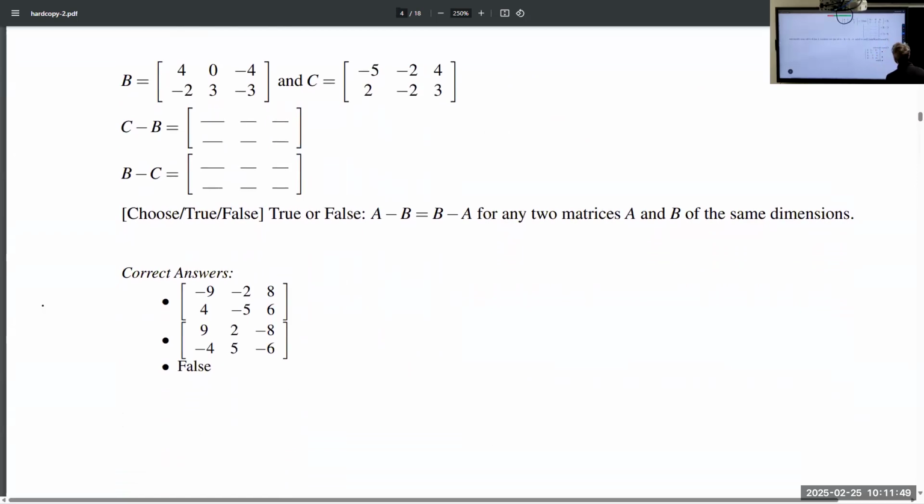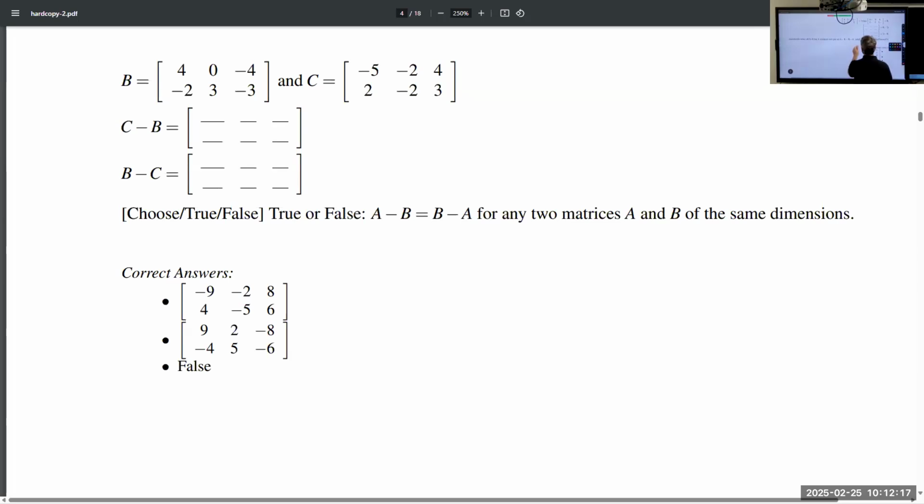Okay. So we have B and C, and then C minus B, B minus C. I don't think these will be the same because subtraction doesn't work that way. Order matters, right? So 5 minus 3 is not equal to 3 minus 5. So I would assume order matters in this case, but we can show that that's true.